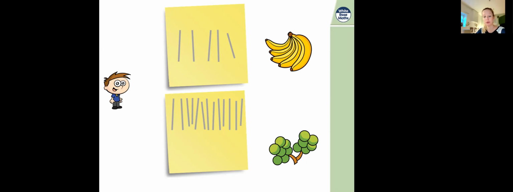So watch what we do when we do tallying. 1, 2, 3, 4, and cross for the 5. And I know that looks a bit like a gate, I suppose, isn't it? That is 5. And this is where counting in 5s comes in handy. So that's 5. 1, 2, 3, 4, another 5.